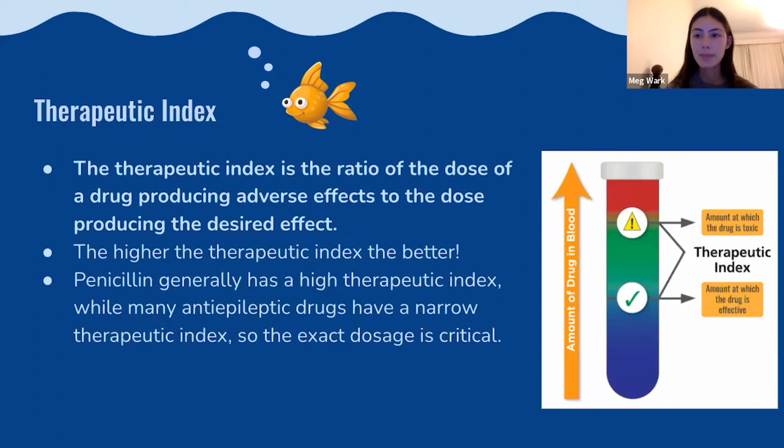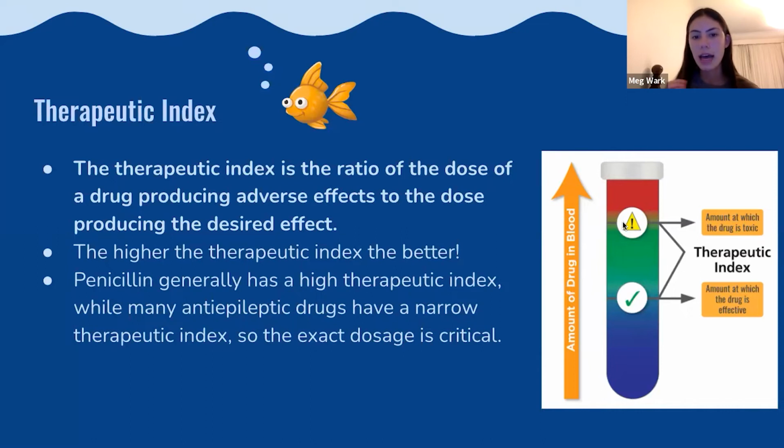Therapeutic index. This term is the ratio of the dose of a drug producing adverse effects to the dose producing the desired effect. If we look to the diagram on the right here, the top level with that warning sign is the concentration of a drug or the dose at which it's toxic. And then the bottom one with the tick is the minimum amount at which the drug is effective. So you have to reach the bottom line for the drug to actually do anything in the body, but then you don't want to cross the top line.